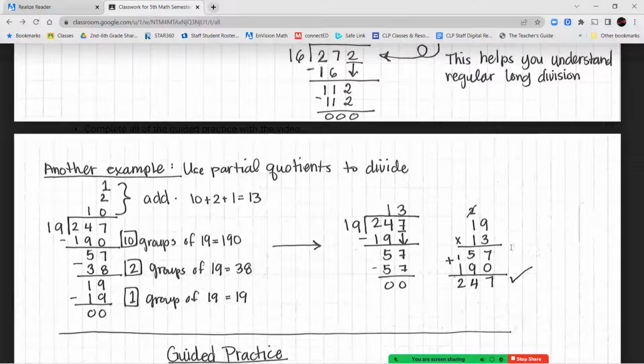Now, to check our work, we're going to do the inverse operation, 19 times 13, to figure out what our answer is. We found our two partial products. We added them together, and we found that we got back to our original whole number, or our dividend in this equation, which was 247.